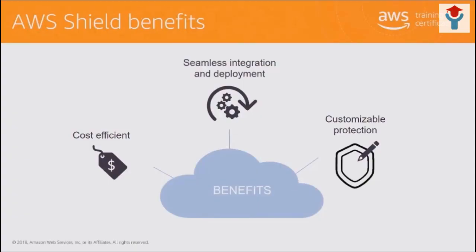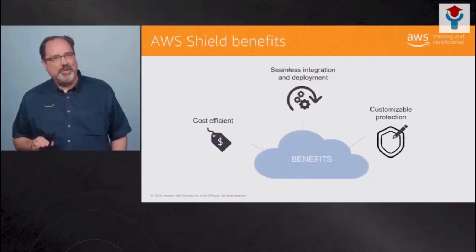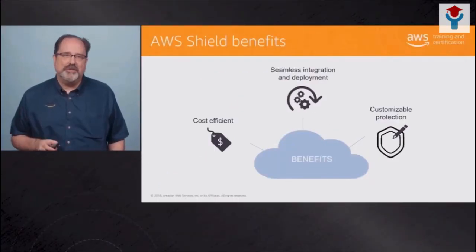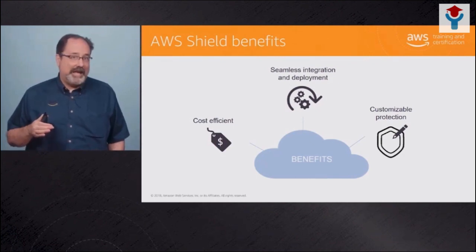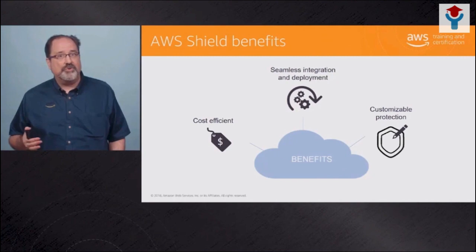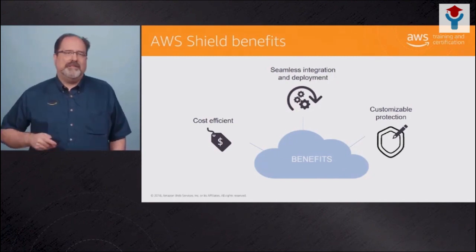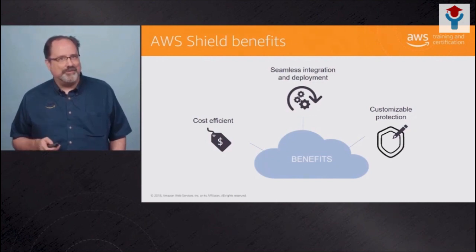Now that you understand the features, let's summarize the benefits. AWS Shield provides seamless integration and deployment. With the standard option, your AWS resources are automatically protected from the most frequently occurring network and transport layer DDoS attacks. You can achieve a higher layer of defense by enabling AWS Shield Advanced through the convenient management console or, of course, the APIs.